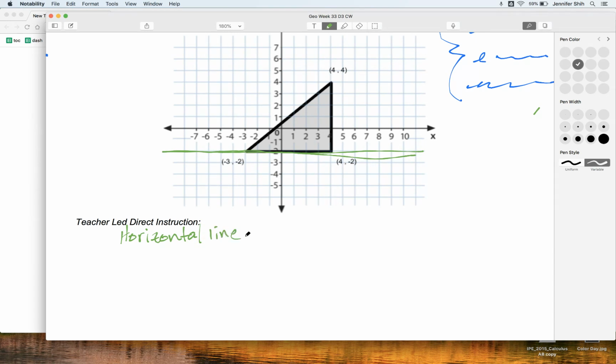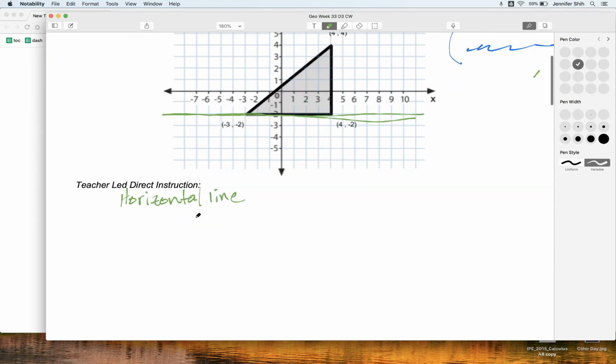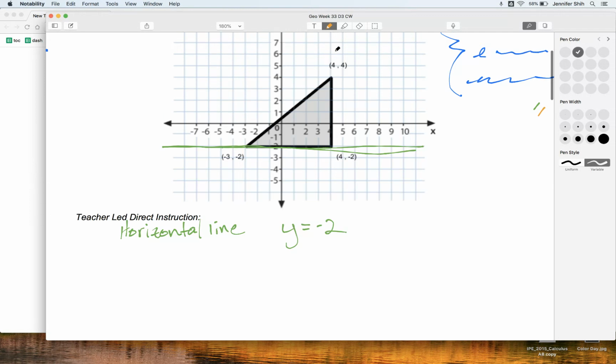And as a reminder, horizontal lines are when y is equal to something. The reason is that every single point on this line has the same y value. In this case, it's y equals -2. So on this green line, every single point has the y value -2. They're different x values, but every point has -2 for the y value.